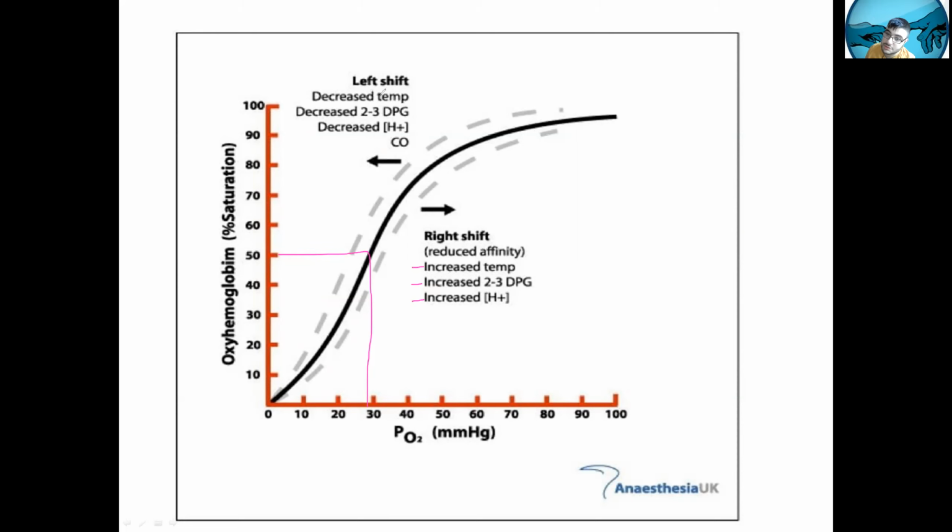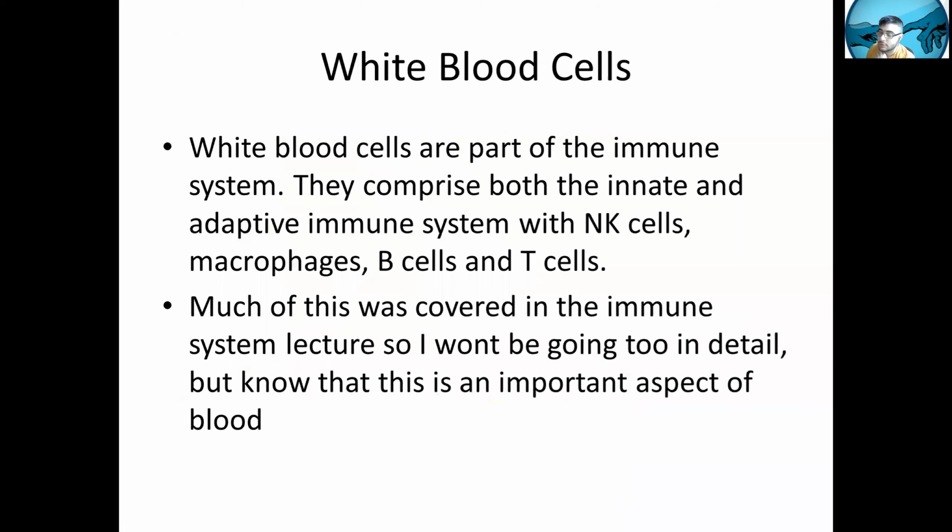You can also have a left shift, which increases the affinity, by decreasing the temperature, decreasing the concentration of DPG, decreasing the acidity, or by adding CO, which also decreases the acidity. Okay. So like this we covered before, but just as a reiteration, this is the affinity graph, right? And this is, again, what makes it special.